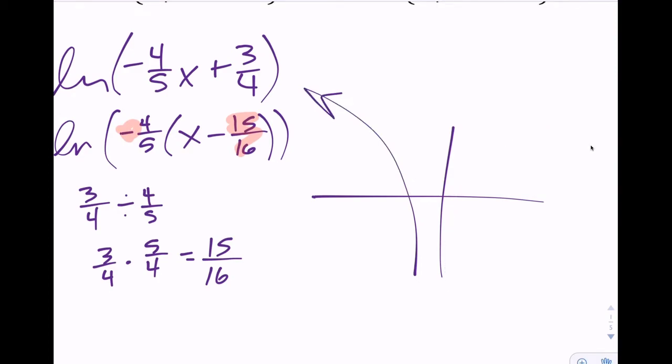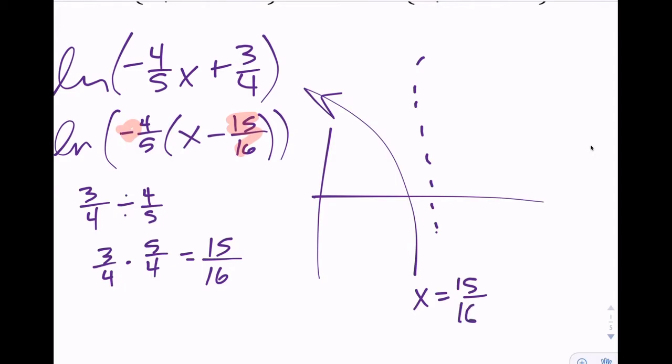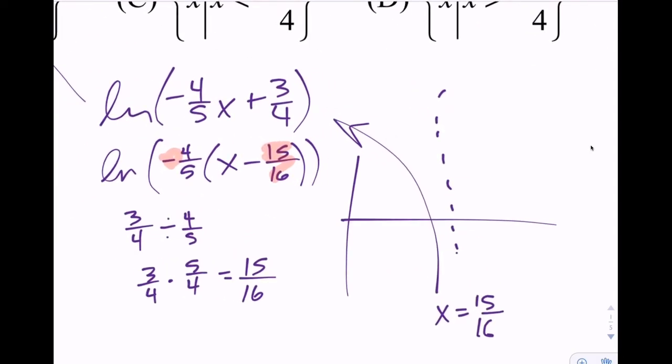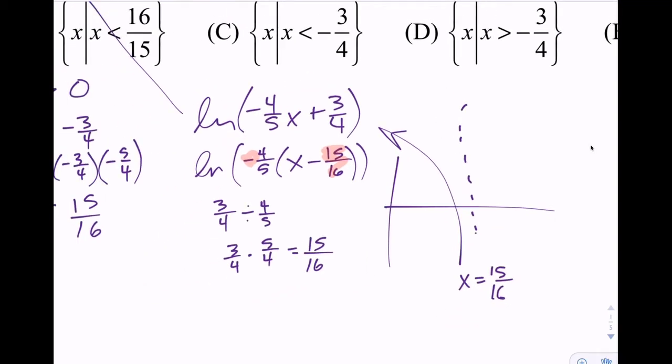and the shift to the right are super important, because when I flip that across the y-axis, it looks like that, and then I'm going to pick it up and move it to the right 15/16, and so now I have a vertical asymptote right here at x equals 15/16, and now my domain says it's everything to the what of 15/16? Left. So does that work also?